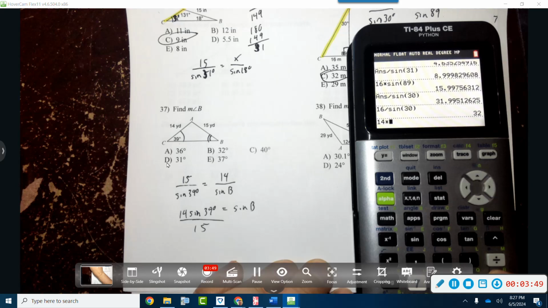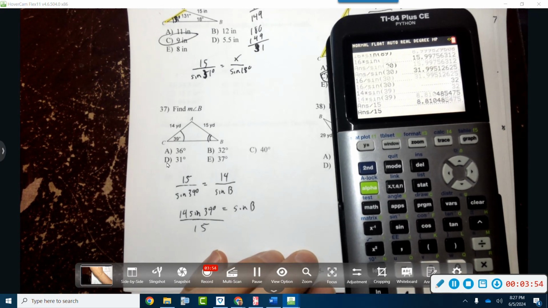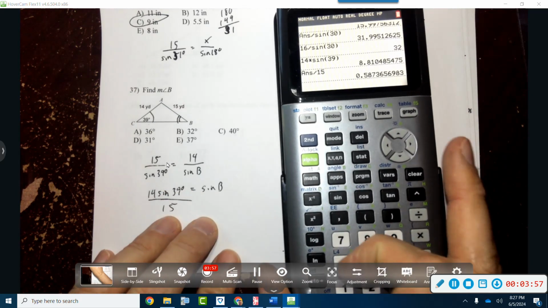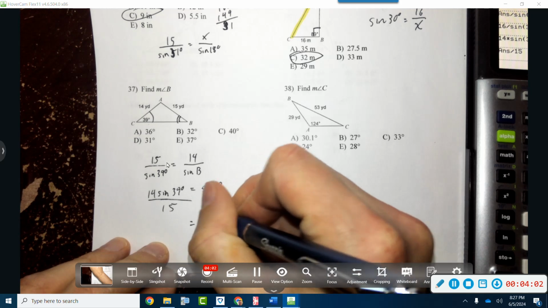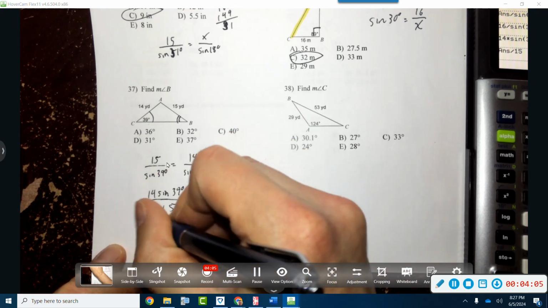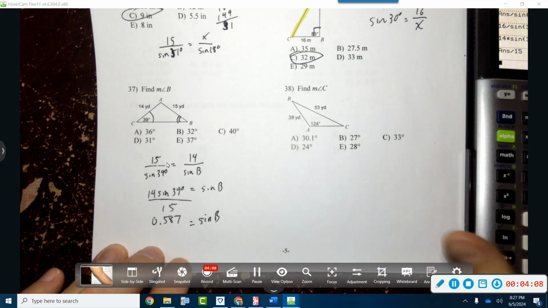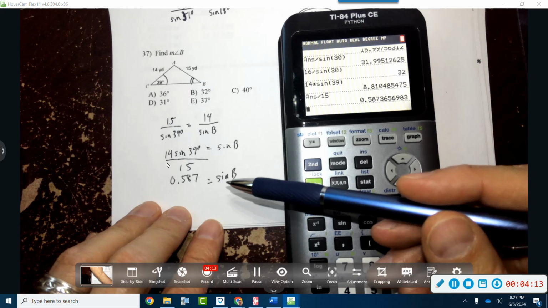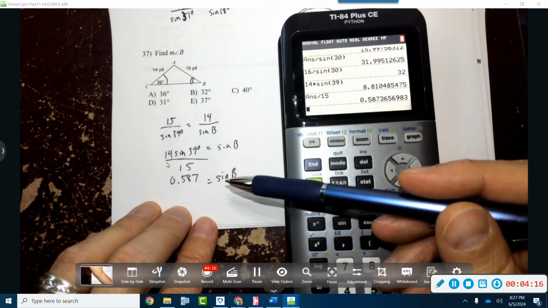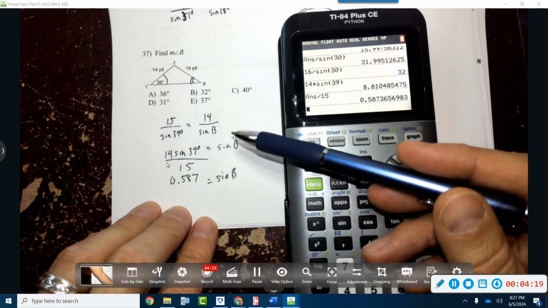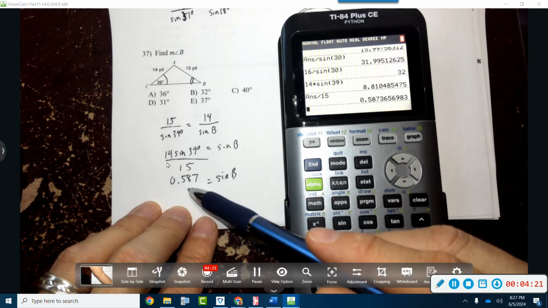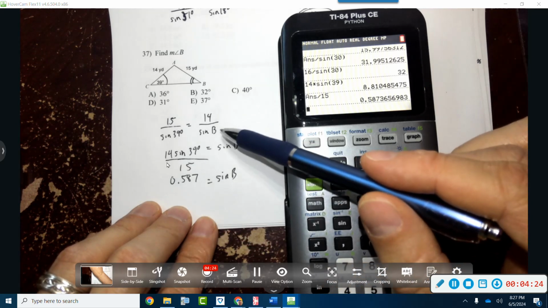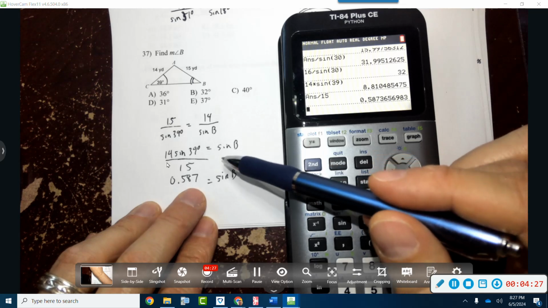So 14 times the sine of 39. Then we're going to divide by 15. Okay, so that is a positive 0.587. Okay, so sine of b equals 0.587. All right, so now what we're going to do is the arc sine, and the arc sine is going to give me an angle in the first or fourth quadrants. Now it is positive, so I'm only going to be in the first quadrant, okay?